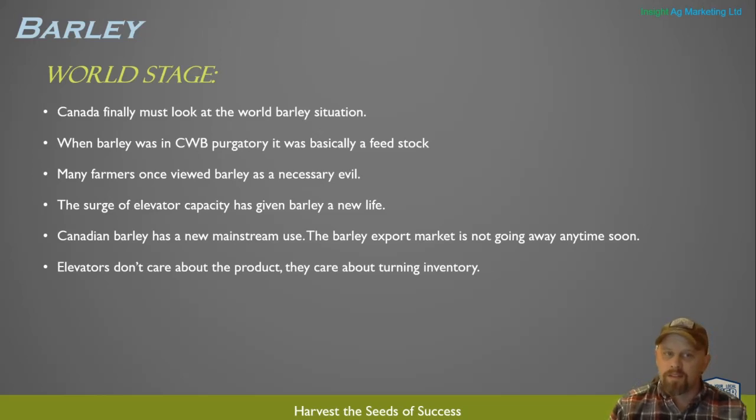That surge in elevator capacity has given barley a whole new life, right? It's all of a sudden become a mainstream use, and the barley market or the exports are not going away anytime soon. It's in the elevator's best interest to move product. That's all they care about, is turning inventory, right? And if they can do that with barley, they're going to do it with barley. So I think that program is here to stay, and that's really good for the Canadian farmer.